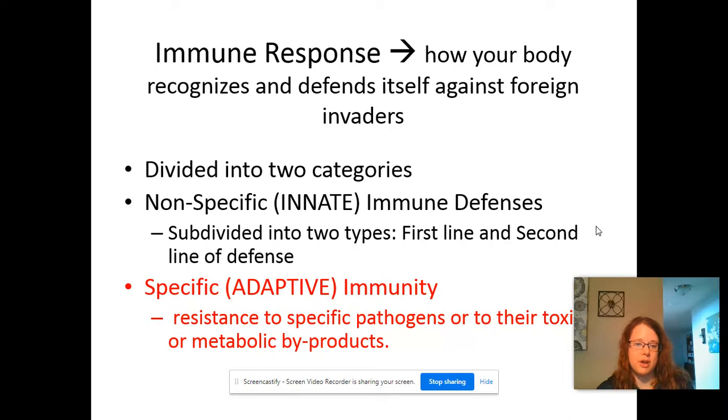Just to recap the last two videos, I went over the non-specific or innate forms of immunity. Remember, the innate are the physical barriers and the chemical barriers. They get the first interaction with those pathogens. The specific or adaptive immunity is only used if the first and second lines are not working, and it comes into play then. Specific immunity is actually pretty cool with how it works.